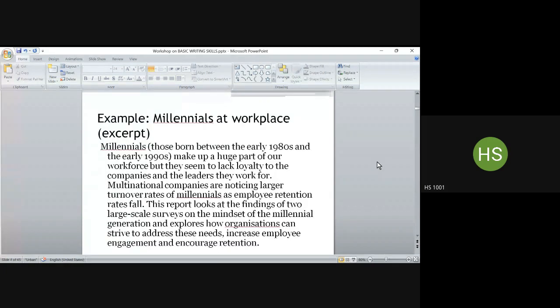We'll just quickly read this paragraph and then go over and look at how the topic sentence works in a paragraph. Just read through the excerpt that you see on the screen.